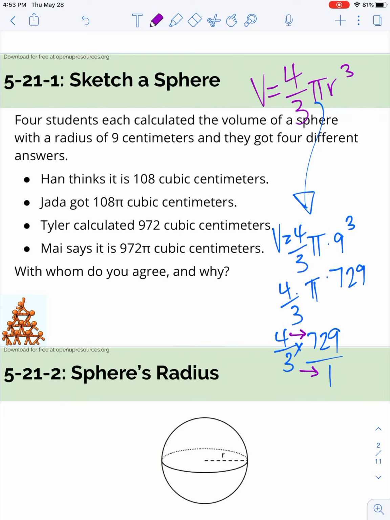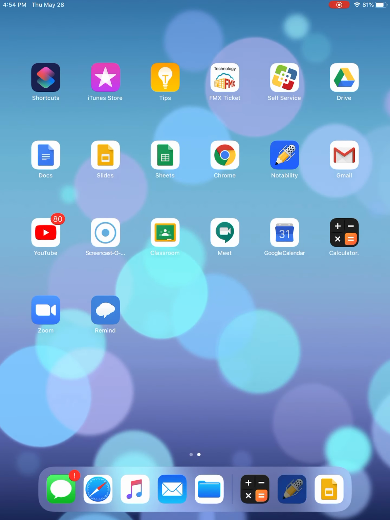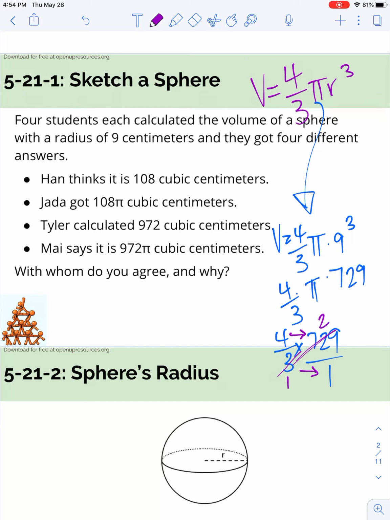Like, say 729 is divisible by 3, which I think it is, then you could say, oh, I'm going to cross out the 3 and make that a 1, and cross out 729 and make that a 243. And then it's easier, then you just do 243 times 4 instead of, oh my gosh, what am I doing?